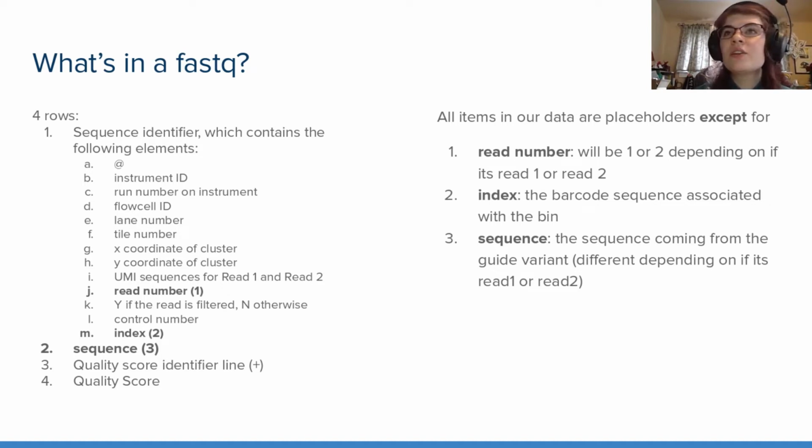The index is going to be the short barcode sequence associated with the bin. And the sequence is going to be a subset of the guide variant sequence, which is calculated differently depending on if it's read 1 or read 2.